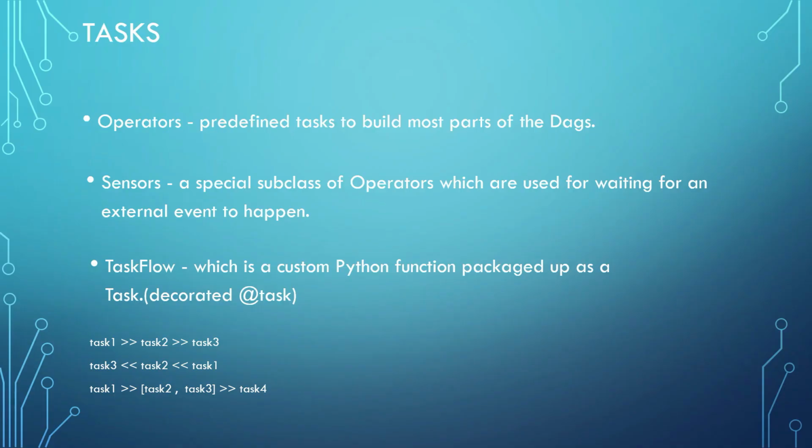This shows a task flow. First two lines represent the same orchestration. Here task 1 executes first, then task 2 and then task 3. The last one shows that task 1 completes first, then task 2 and task 3 run parallel, and once these two tasks are over, task 4 will start.